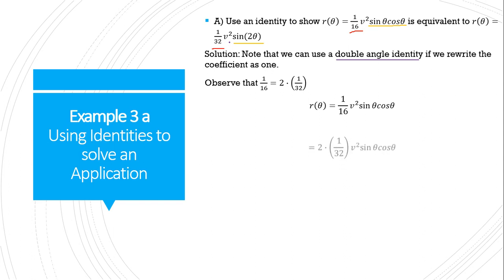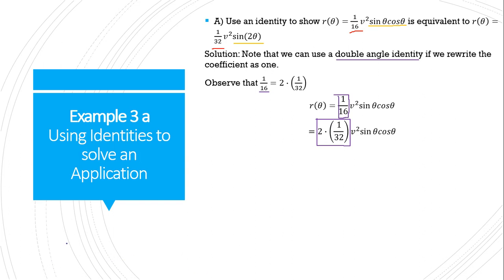So what I'm actually going to do is change, since I know that 1 over 16 is equal to 2 times 1 over 32, I'm literally going to substitute in 1 over 16 as 2 times 1 over 32. So that's just a direct substitution. V squared sine theta cosine theta. And I'm manipulating the right-hand side to hopefully get to this, right? 1 over 32 v squared sine 2 theta.